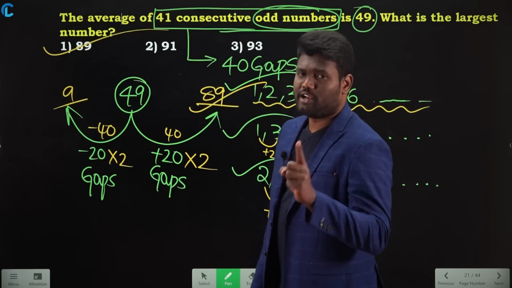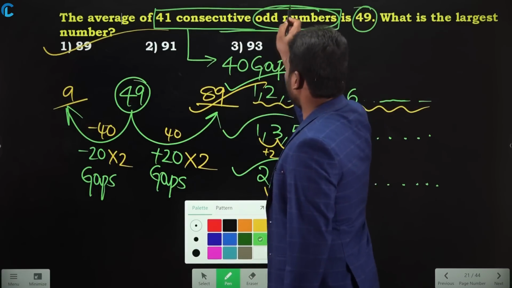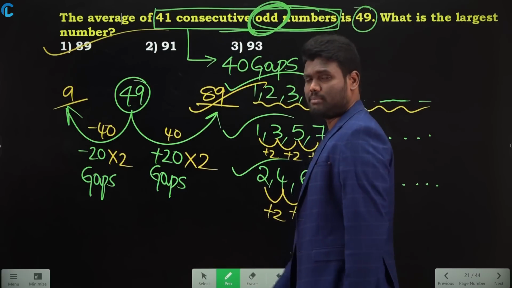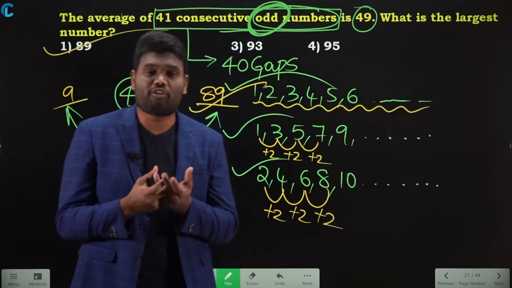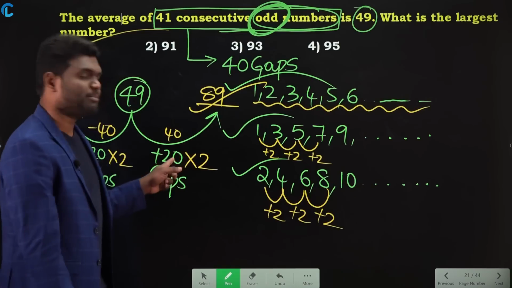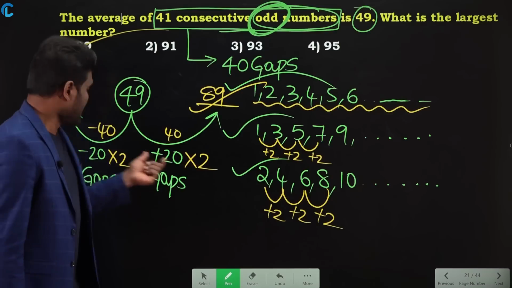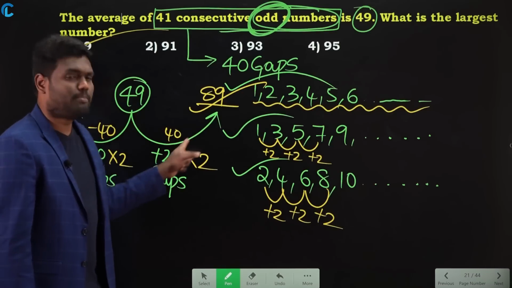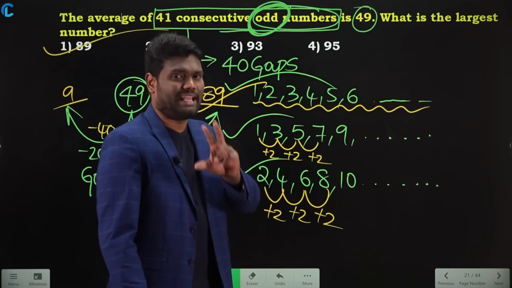One important point you need to observe is, when the question is about consecutive odd numbers or consecutive even numbers, then what you need to do is multiply the number of gaps with 2. As you have 20 gaps, multiplied with 2, then it will be plus 40. This is going to be minus 40. Or else you can look at them in this way as well.